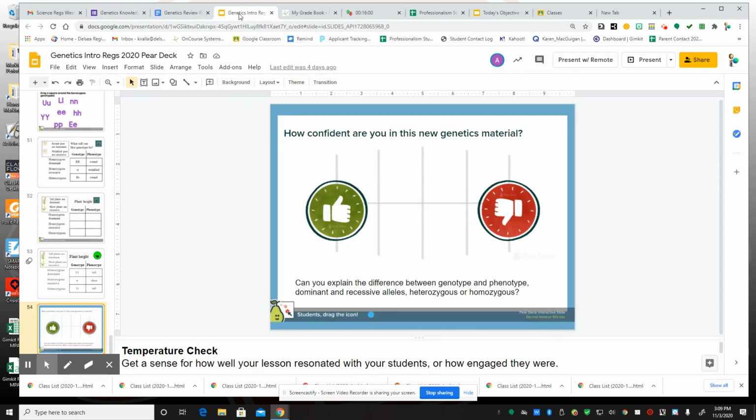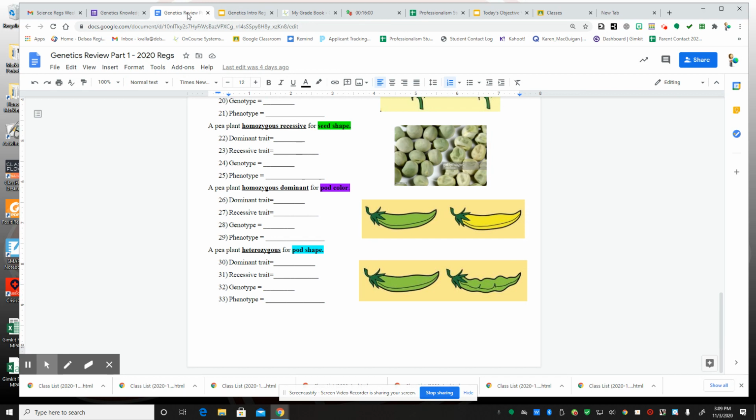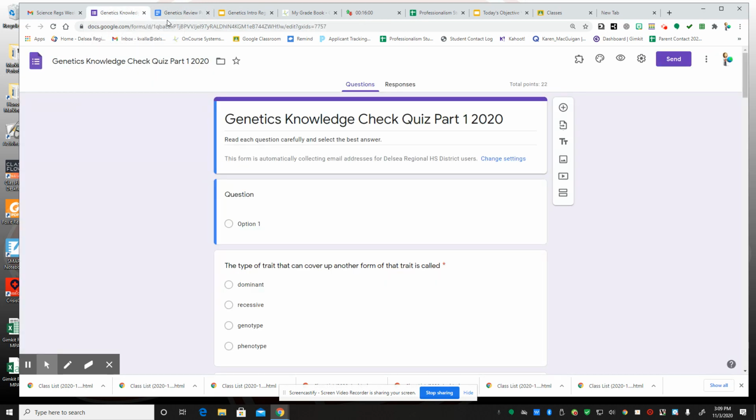Again, we were working on the Pear Deck. We worked on part one of the genetics review, and then possibly the knowledge check.